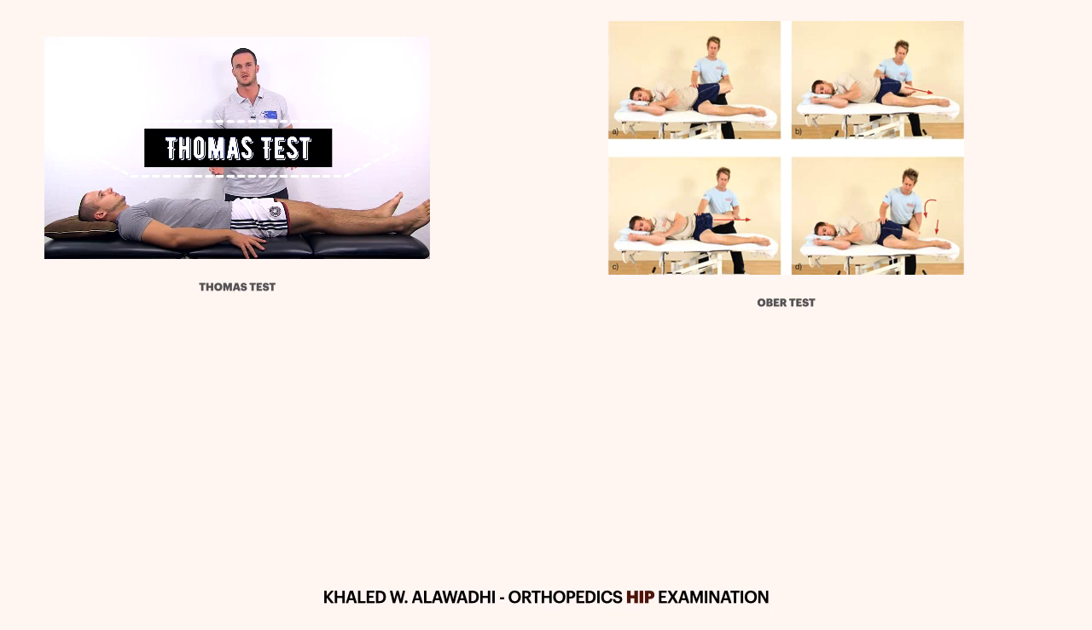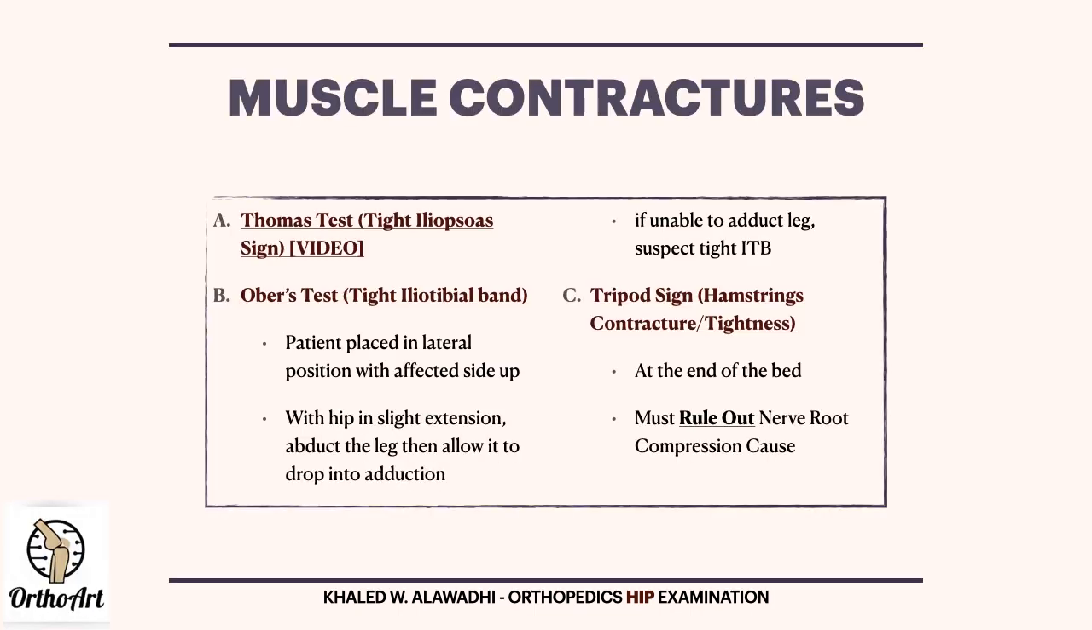The hip is flexed, then abducted a bit, then extended as much as possible until he feels a stretch. Then you keep the foot in the air, and the patient, because of that stretch, has to try to adduct his hip to avoid the stretch and the discomfort. A positive test is when the patient is unable to adduct his hip. So this is the Ober test. If unable to adduct his leg, always suspect a tight IT band.